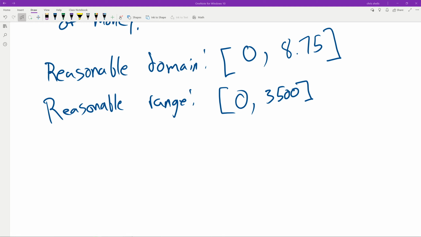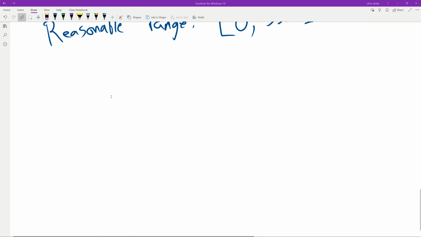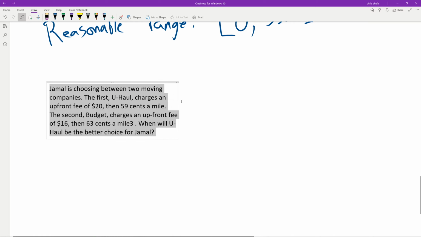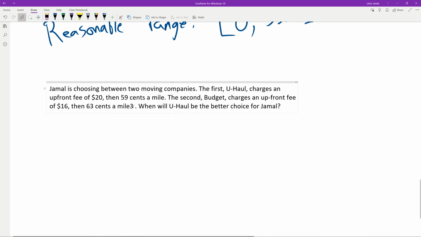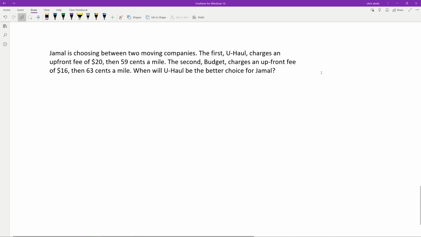Okay, let's look at another one. Let's look how to solve some of these other ones. Jamal is choosing between two moving companies. The first, U-Haul, charges an upfront fee of $20, then 59 cents a mile. The second, Budget, charges an upfront fee of $16 and then 63 cents a mile. When will U-Haul be the better choice for Jamal?